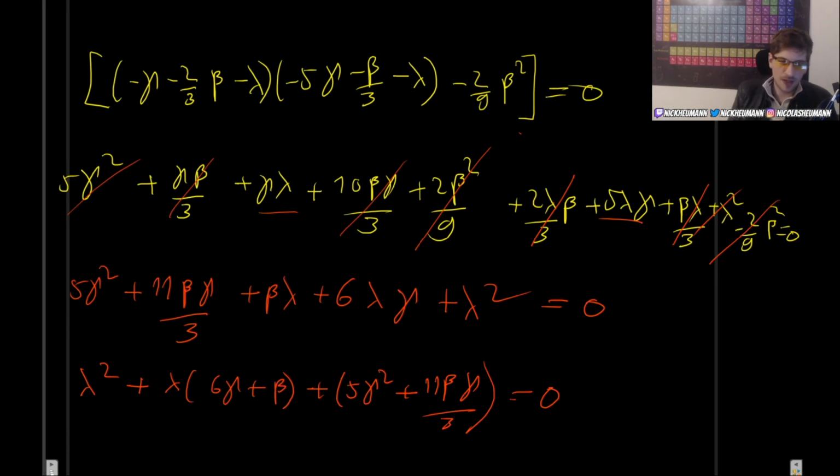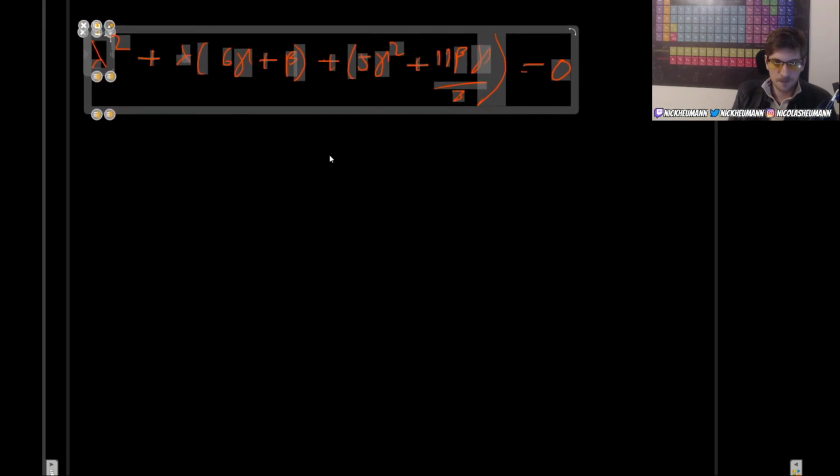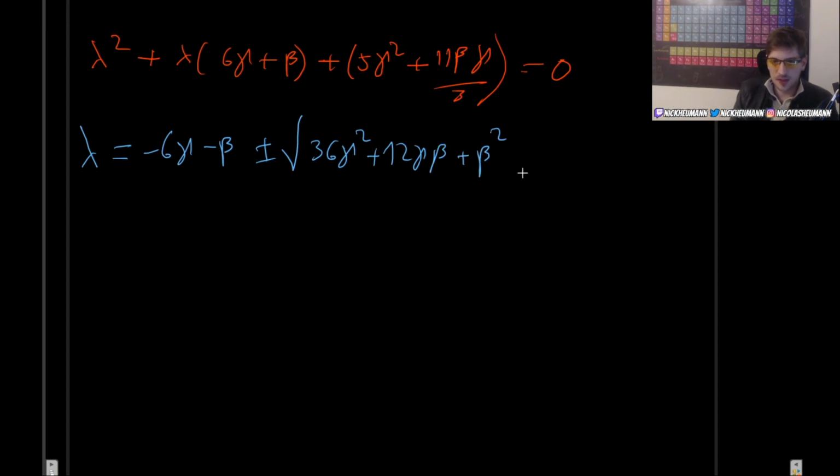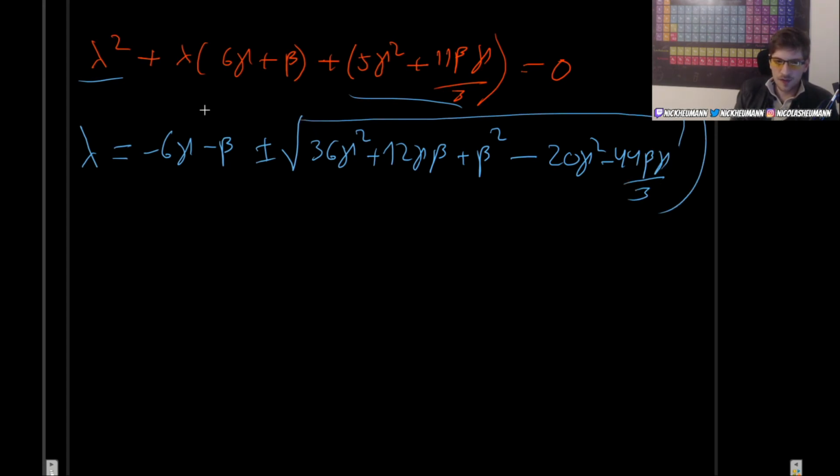So now we simply have to apply the quadratic formula to this right here. So let's do that. And what will we get? So we get lambda has to be equal to minus b. So we get minus 6 gamma minus beta plus or minus the square root of b squared. So that would be 36 gamma squared plus 2 times the product of both. So 12 gamma beta plus beta squared. And then we get minus 4 times this. So minus 20 gamma squared minus 44 beta gamma over 3, and all of this divided by 2.